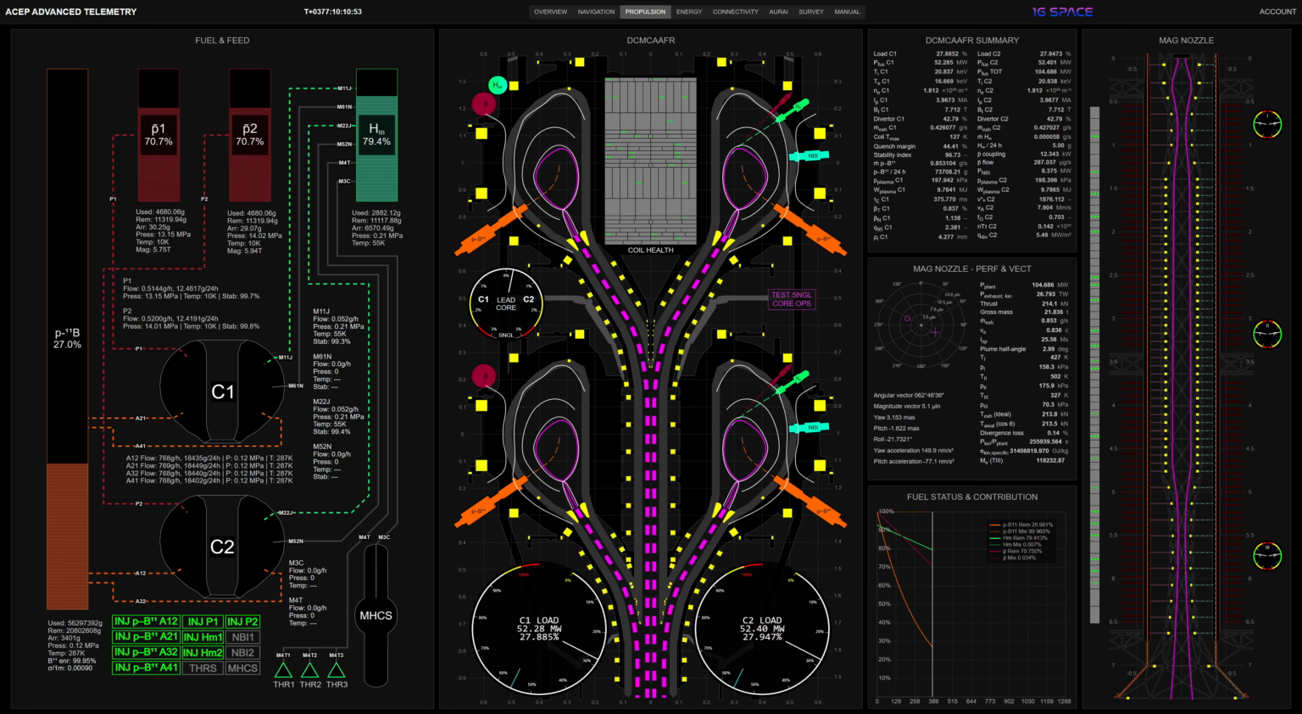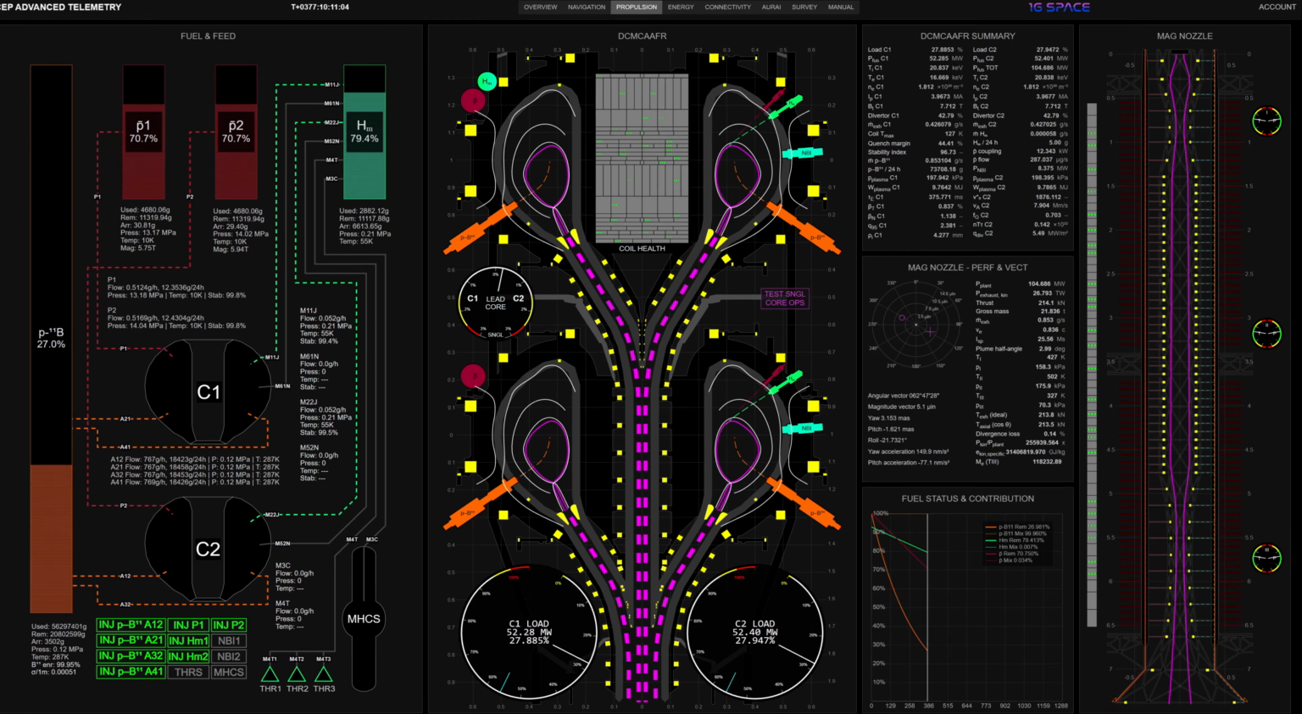Together, these elements describe the instantaneous state of exhaust formation, thrust efficiency, and steering capability, linking reactor output directly to controlled spacecraft acceleration.